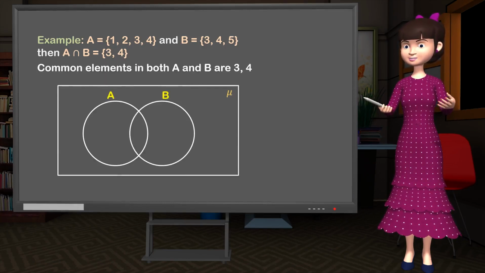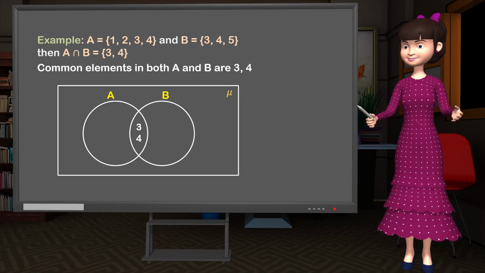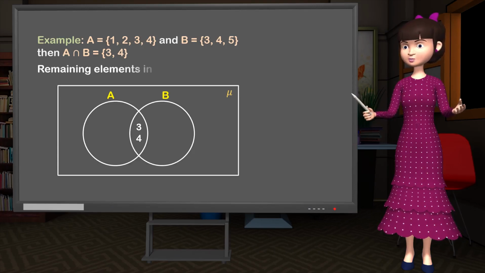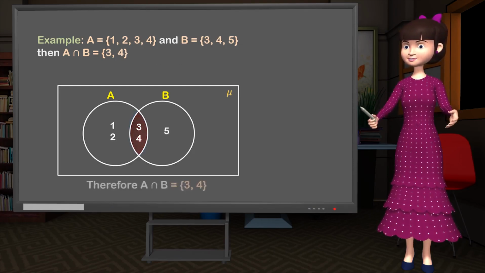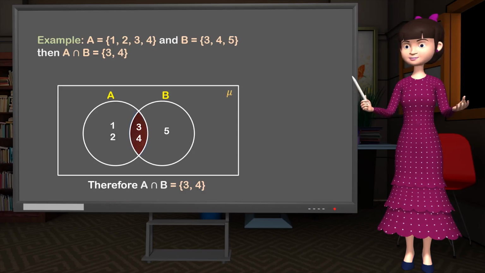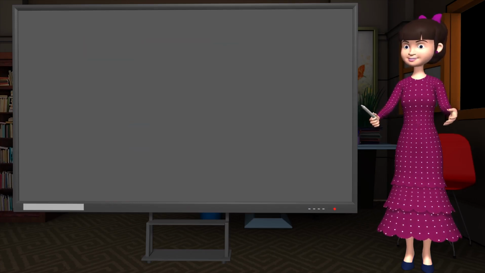Common elements in both A and B are 3, 4. Remaining elements in A are 1, 2. Remaining element in B is 5. Therefore, A ∩ B = {3, 4}.